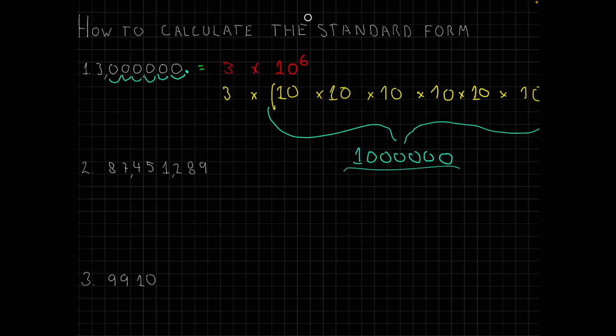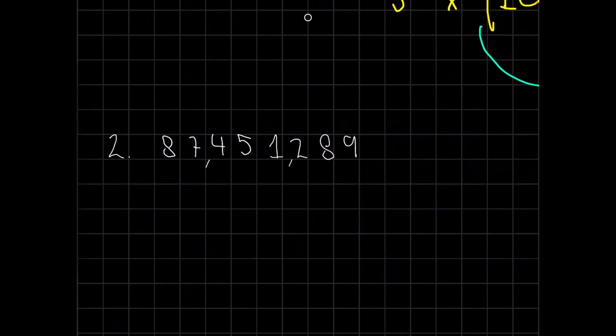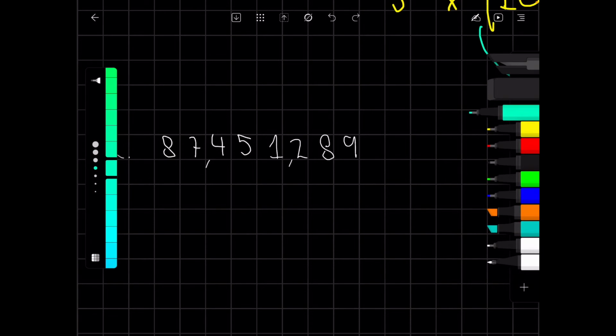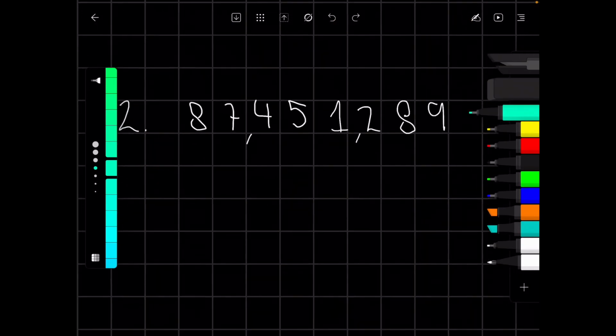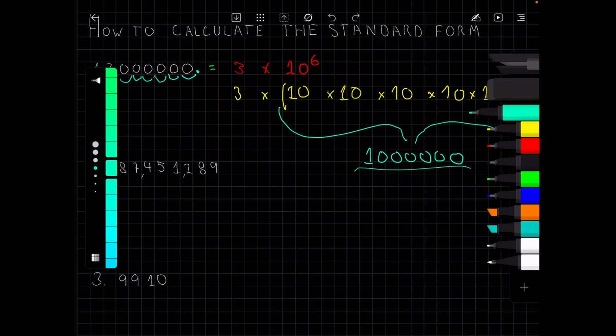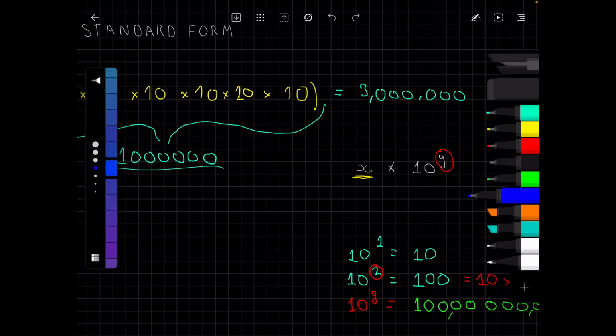So now we can do a quick run through of the rest of our questions. 87,451,289 is a very big number, but it's not scary, because usually in a test they will want you to round this number to 3 significant figures after it has been converted into standard form. So what I mean by this is that the x is going to be to 3 significant figures. So let's get going.